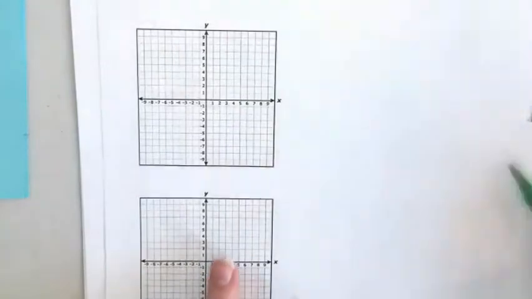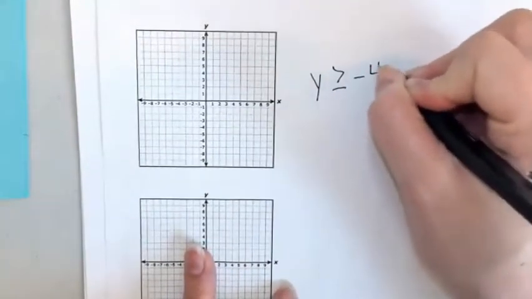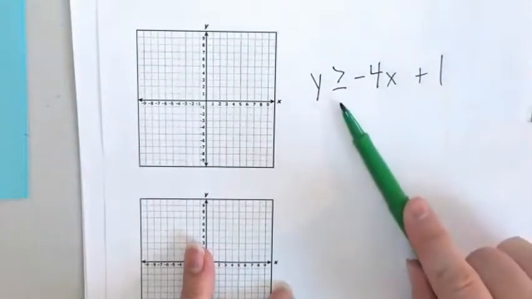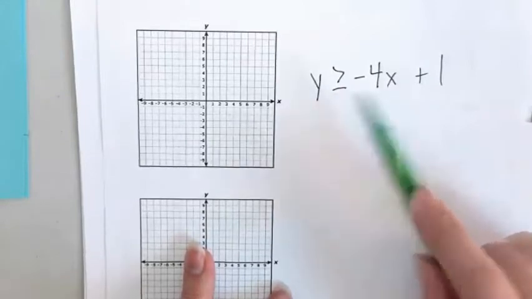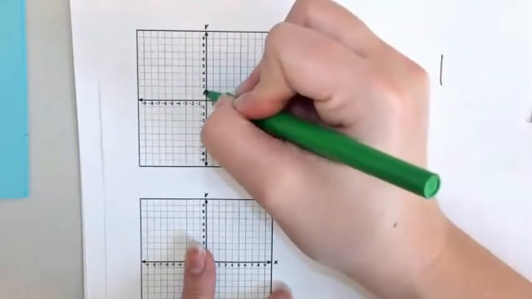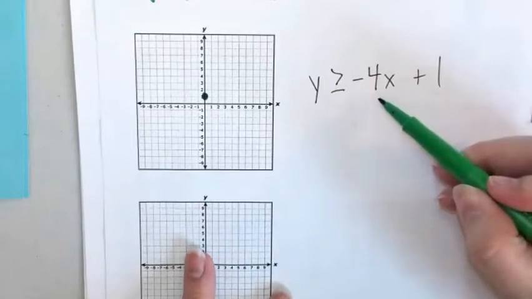Okay, moving on to the next one. Y is greater than or equal to negative 4x plus 1. All right, you might already be thinking, what kind of line are you going to use? Where are you going to shade? But let's graph the line first. Start at your y-intercept of positive 1. Draw a point. And then your slope is negative 4.